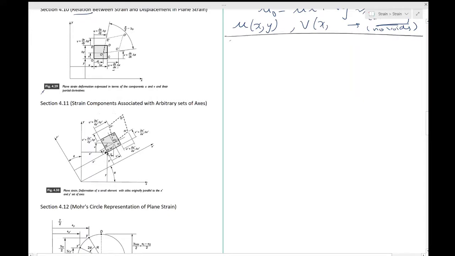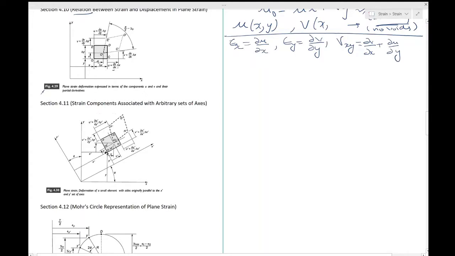So what we had derived was that epsilon x is equal to dou u by dou x, epsilon y is equal to dou v by dou y, gamma xy is equal to dou v by dou x plus dou u by dou y.